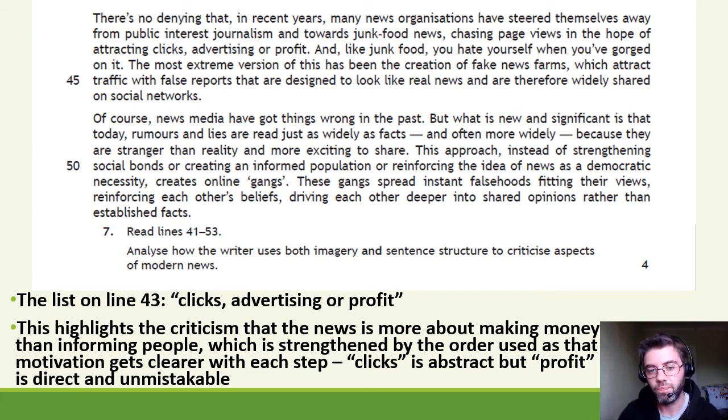So if you imagine this had been written in a different order, if it had said, for example, that they're chasing advertising, clicks and profits, or profits, clicks and advertising, you'd be getting the same information, but the effect certainly isn't the same. So in this case, the use of the list as a set of 3, which is a rhetorical device, means that we build from an abstract, indirect criticism of this process all being driven by money, to a very, very blunt and direct one which becomes unmistakable at the end.